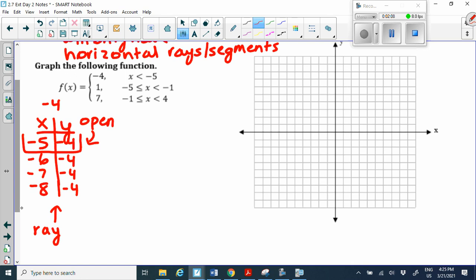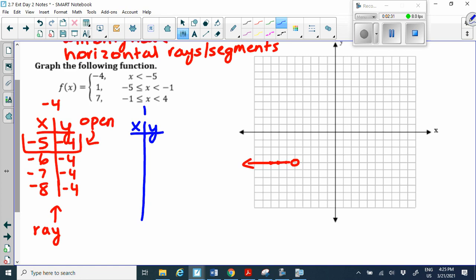So I have -5, so 1, 2, 3, 4, 5 down, 1, 2, 3, 4, open circle. And then don't forget, everything else is closed because it's included. It's just the starting point that is not included. Because we only have one part, as I said, we have a ray, so make sure you have the arrow. Okay, now we're going to do the next one.